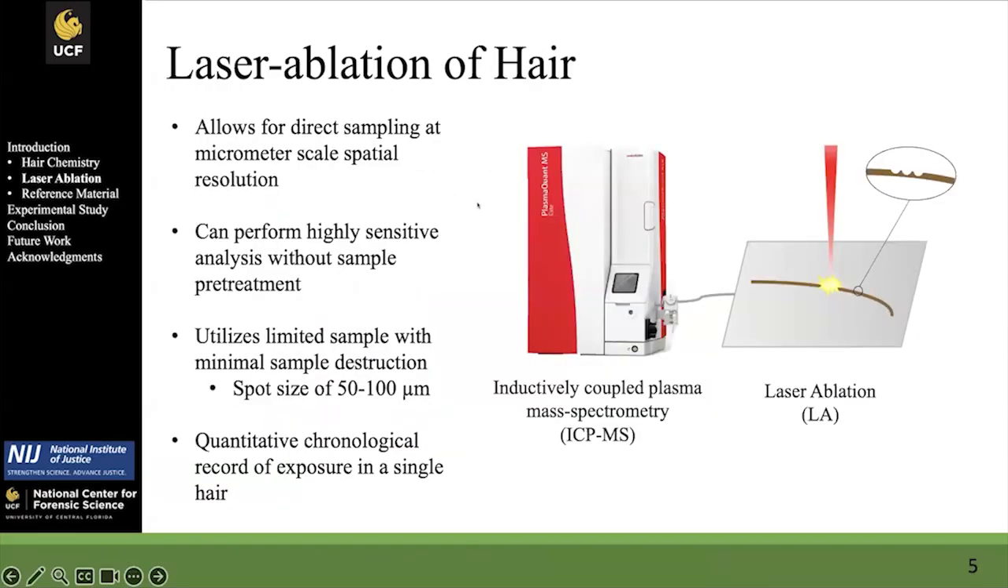I also wanted to give a brief introduction to laser ablation of hair and why it's really important. So laser ablation is going to allow for direct sampling at micrometer scale spatial resolution. And laser ablation is really important as it is able to perform this highly sensitive analysis without any sample pretreatment. So we're able to directly sample from the hair.